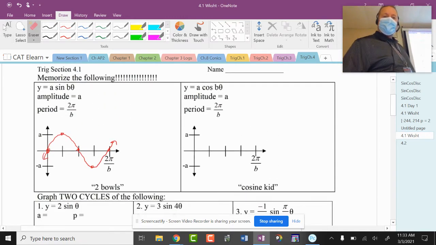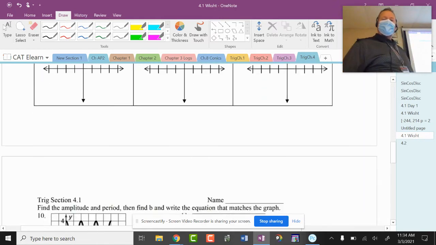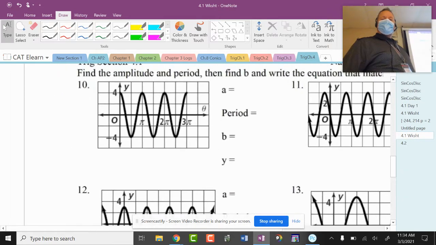Then for the cosine kid, it starts high, down to 0, down to low, back up to 0, and then up to high. Cosine kid. So anything that's a cosine will probably look like that unless it's flipped over the x-axis. Be careful on that as well. Seeing those negatives and that happens. That's not what I'm here for, though. What I'm here for is you should know how to do this now.